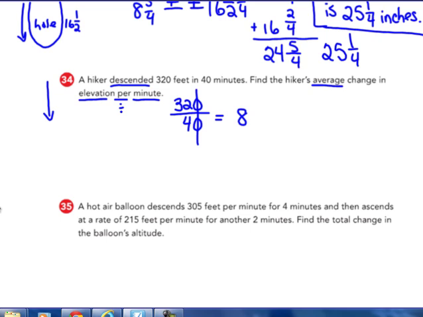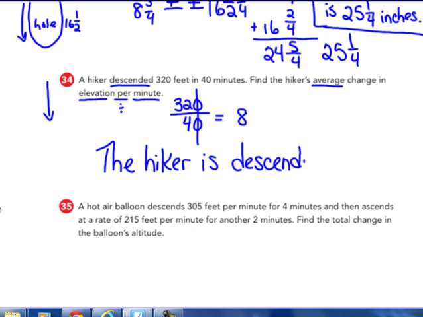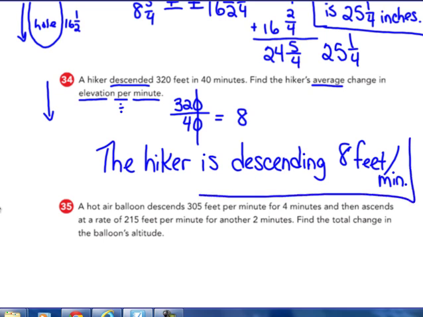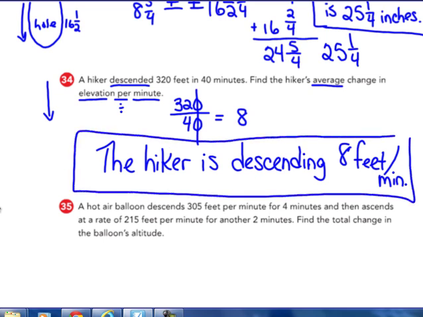Find the hiker's average change in elevation per minute. The hiker is descending 8 feet per minute.